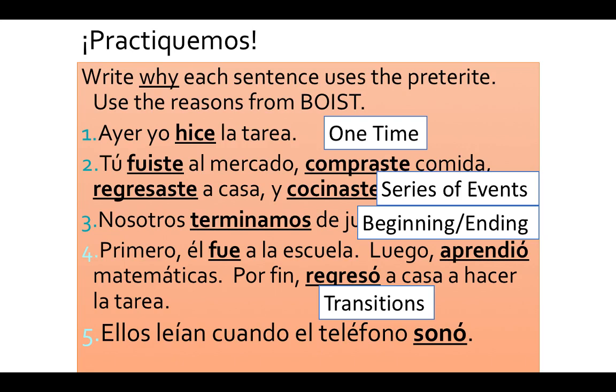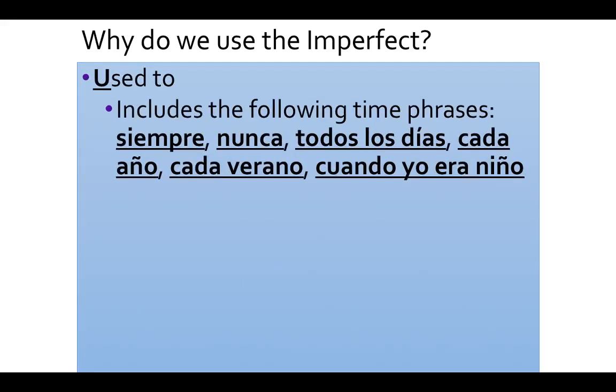And last one, ellos leían cuando el teléfono sonó. So they were reading when the phone rang. The phone's ringing interrupted their reading. Okay? So, as we look at reasoning behind the imperfect, we use another acronym. So we use VOICES for the preterite. For the imperfect, we use UTOAD, like toad, UTOAD.